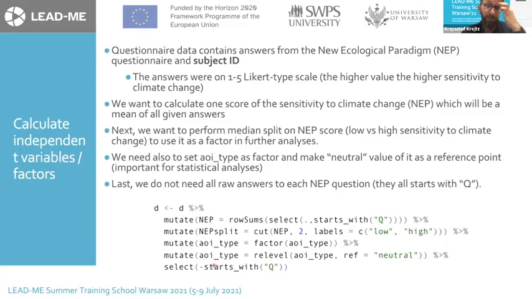Then at the end, I want to get rid of all the variables starting with Q, because these are raw data from the questionnaire. I don't need them anymore. I already used them to calculate the NAP and NAP split factors, which I'm going to use for the analysis.